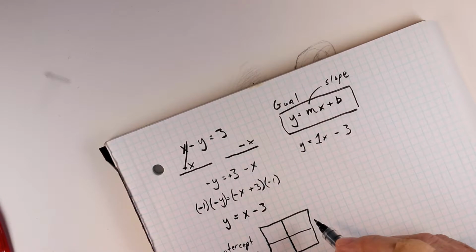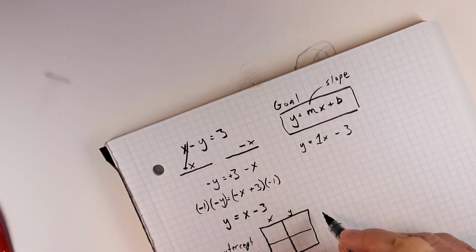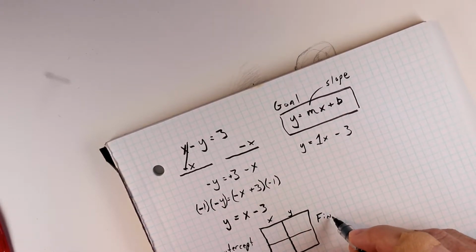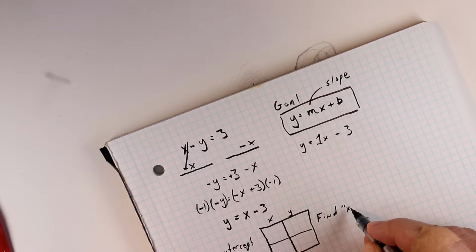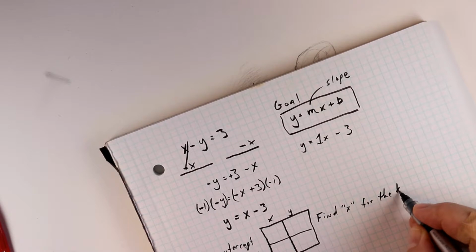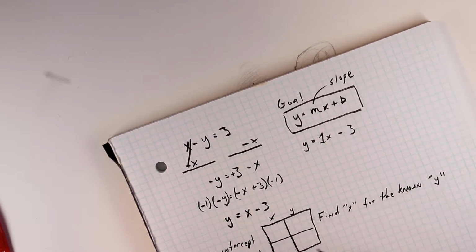All right, and the way I help people remember this is for the x and the y. For the x-intercept, we have to find x, for the known y. So we know that y is going to be 0. And then for the y-intercept, it's opposite. So we know what x is, but we have to find out what these empty boxes are.